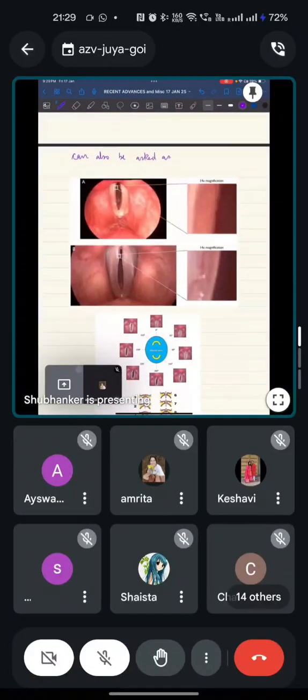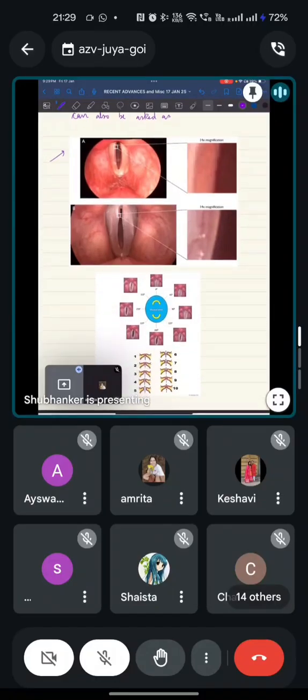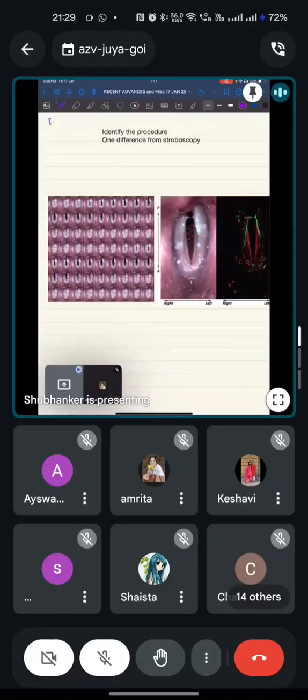Moving ahead. Now, same thing can also be asked like this. These are the other images which I found in the article of stroboscopy shared in the group. Please kindly go through it, the person who is more interested. As far as I am concerned, if you remember Talbot's law, what you are doing in stroboscopy, images of stroboscopy, indication of stroboscopy, you are good to go. Okay? Moving ahead. Now, another brother of same thing. Identify the procedure. One difference from stroboscopy which they are asking.